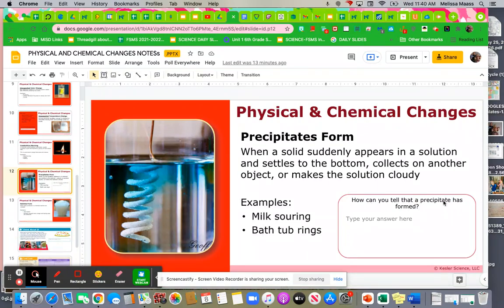So, how can you tell that a precipitate has formed? So go ahead and answer that. But the answer again is usually on the slide. It's when a solid suddenly appears in a solution. So really a solid appears in a liquid, if you will. Kind of crazy, right?